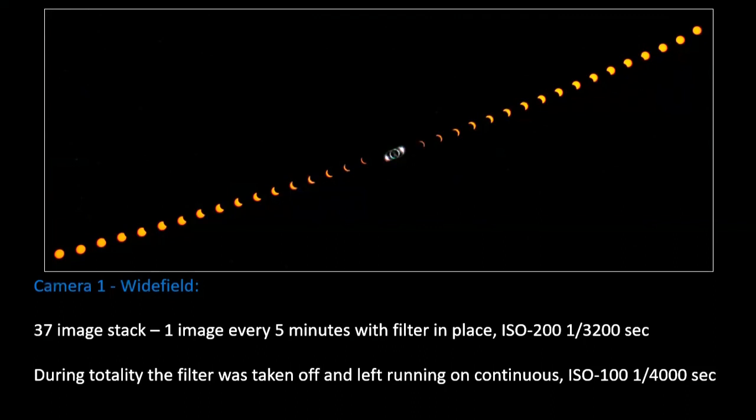During totality, I took the filter off and then just left the camera running on continuous at ISO 100 because the light level was that much brighter. So I did ISO 100, the fastest shutter speed that my camera did, and just kept it shooting continuously. As soon as totality was over, filter back on, then back to ISO 200 for 1/3200th of a second every 5 minutes until the whole thing was finished.